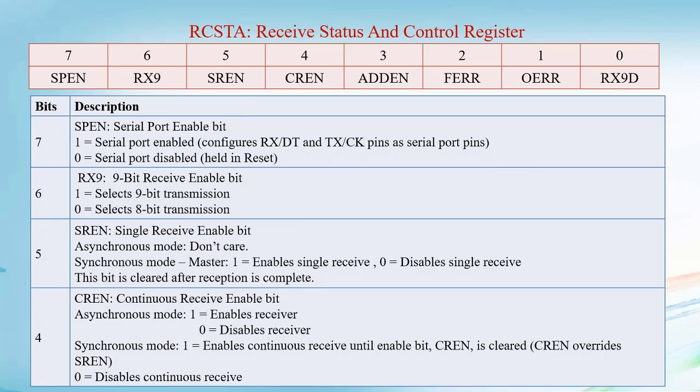Bit 4 is CREN, which means the continuous receive enable bit. In asynchronous mode, if this bit equals 1, it enables the receiver. If this bit equals 0, it disables the receiver. In synchronous mode, 1 enables continuous receive until the enable bit CREN is cleared, and 0 disables continuous receive.